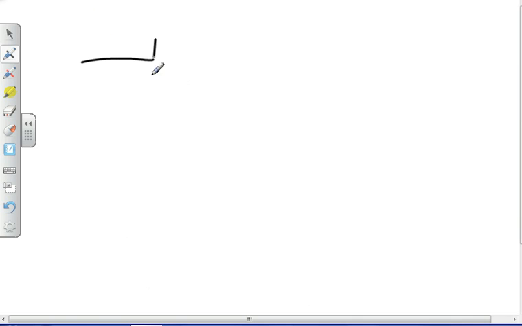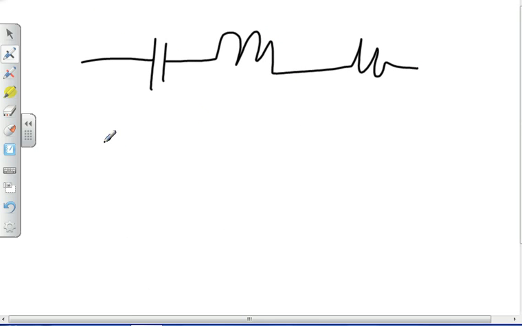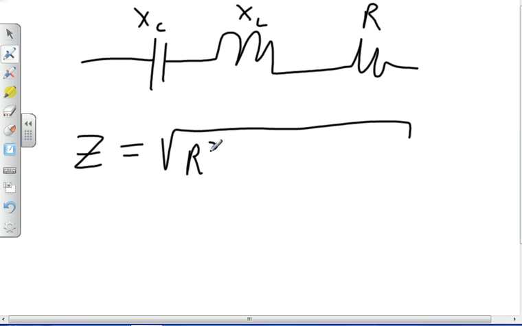If I have something that's in series and I look at the impedance, this is going to have some value X of C, some reactive value X of L, some reactive value R, and my impedance is going to be the square root of the quantity R squared plus the X of L and X of C subtracted from each other, and I'm going to square it.